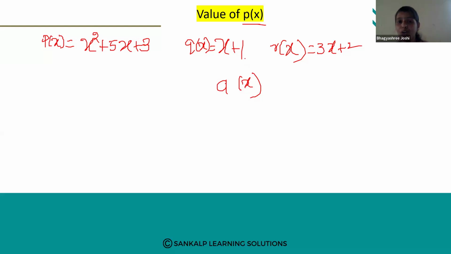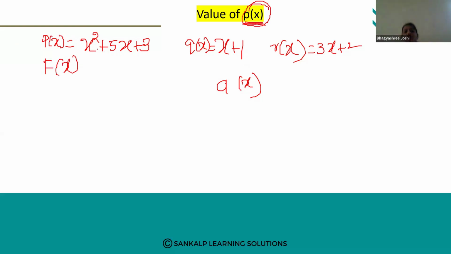That means what I want to tell you is, what is p of x? P of x, when we write it, this is the name of that polynomial. It represents that polynomial, right? It is the name of this polynomial. This you can write as f of x also, q of x also. So anything you can take.